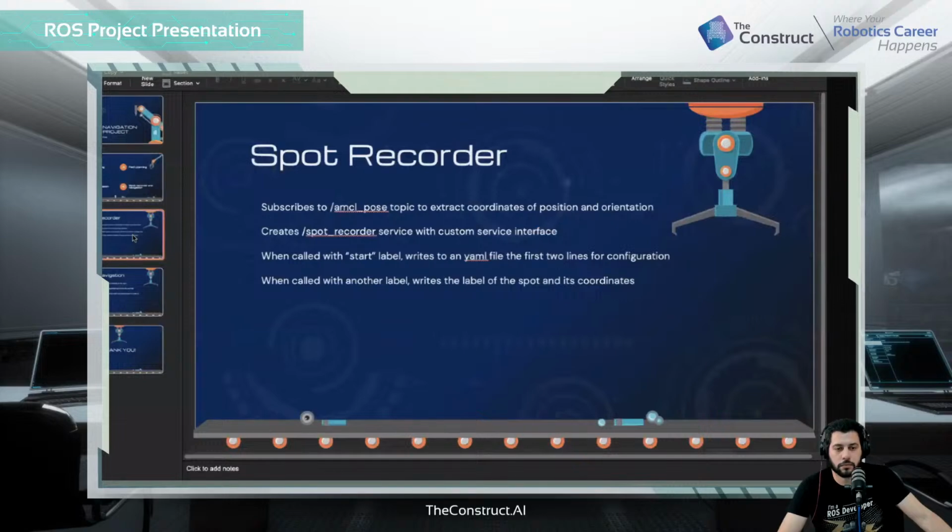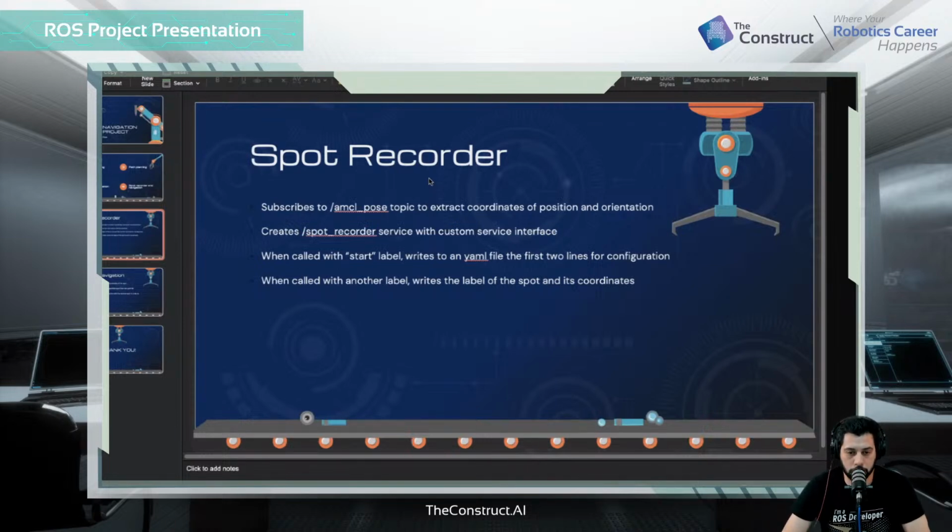I will speak more about the spot recorder and navigation to these spots and how this works. So for recording the spots, this program subscribes to the pose topic to extract the coordinates for the position and orientation of the robot at the moment. Creates a spot recorder service with a custom service interface.